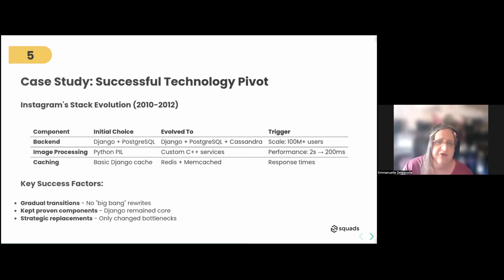And so they added a new database. And then they started writing microservices to process images. And they improved their caching system. And if you've been using Instagram, you probably never even noticed that they changed anything in the background.